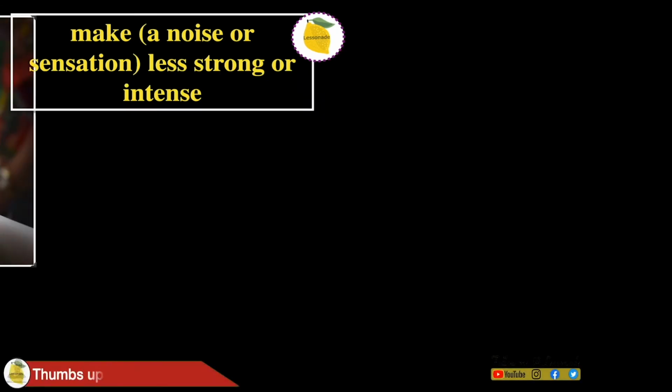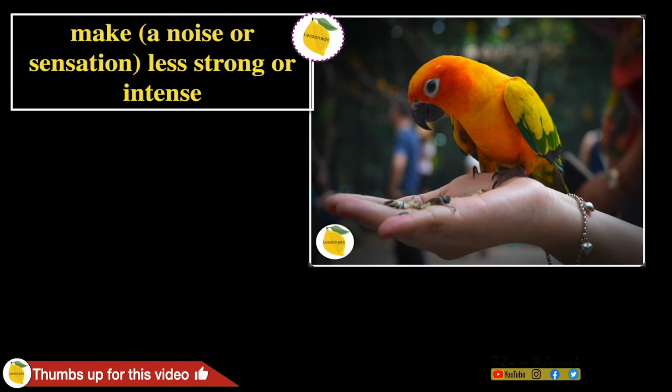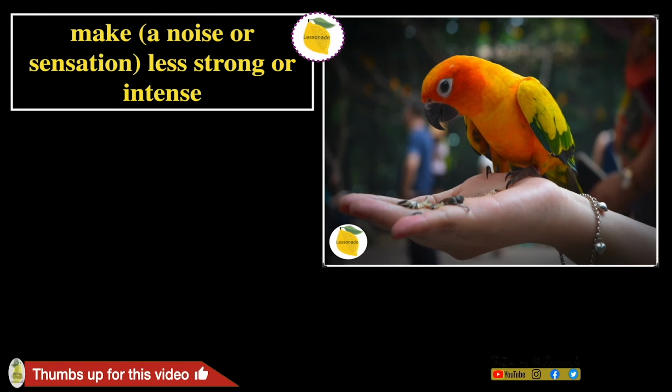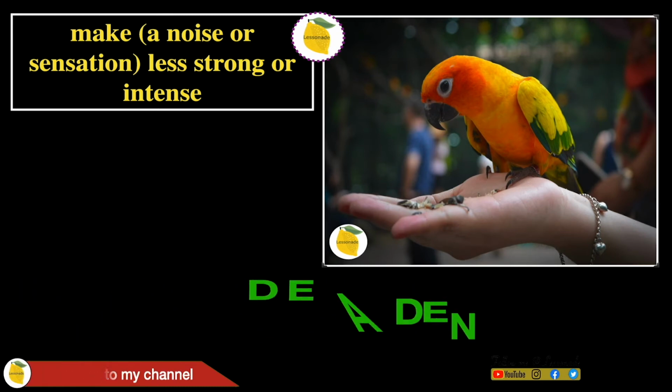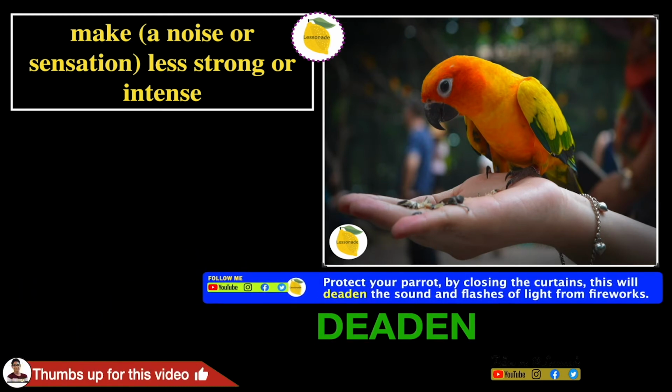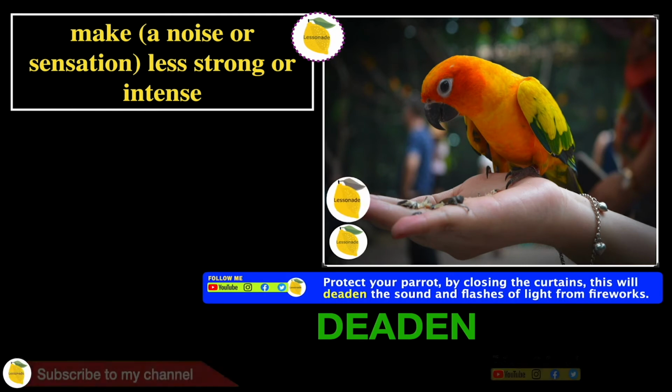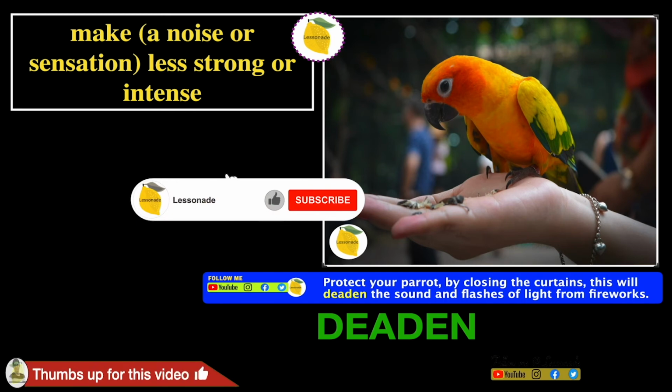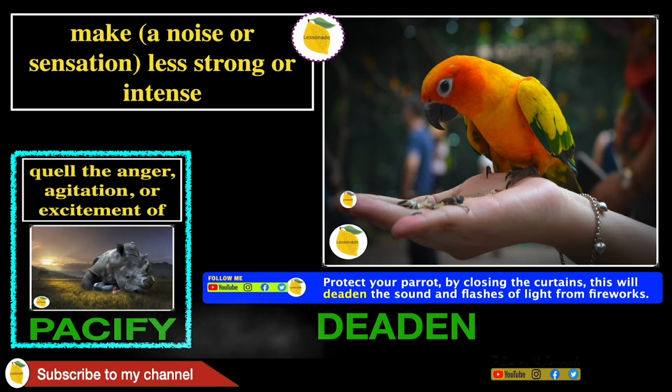Next one is make a noise or sensation less strong or intense. In this picture, we can see a bird about to eat food. And therefore, the word will be deaden. And the sentence for this word is, protect your parrot by closing the curtain. This will deaden the sound and flashes of light from fireworks. So before we go into the next one, let's try to recall the previous slide. And the previous slide is pacify. Let's go on to the next one.